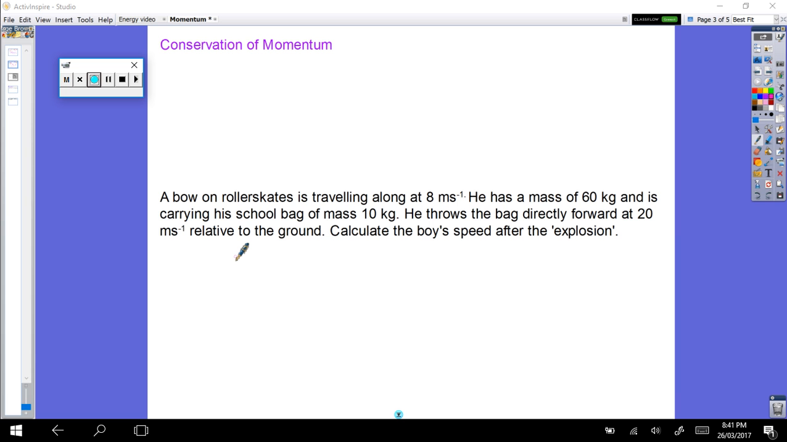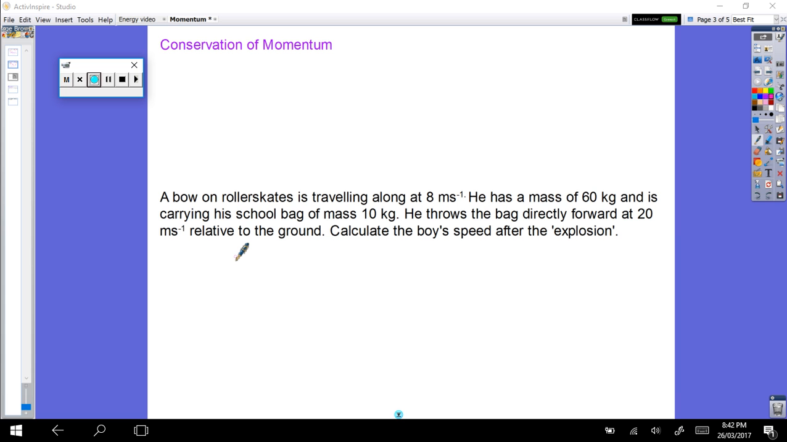It could be anything, like if you're holding something and you throw something away, then that can be considered an explosion. A collision, on the other hand, is when two bodies collide with each other, and what can then happen is whether they stick together or separate.